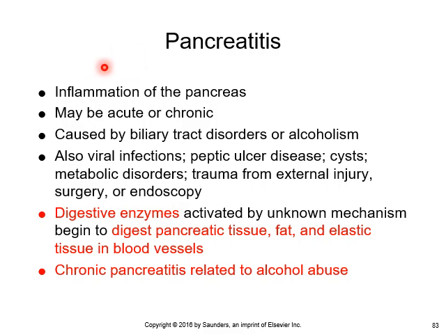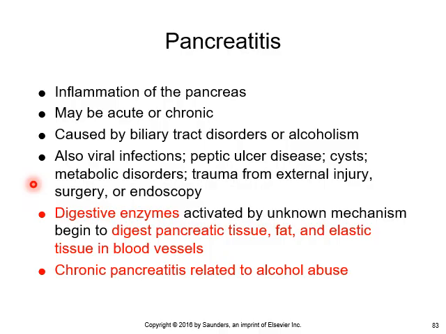Pancreatitis is the inflammation of the pancreas, which could be chronic or acute. And this could be caused by biliary tract disorders or alcoholism or viral infection, peptic ulcer diseases, metabolic disorders, trauma from external injury, surgery, or endoscopy.